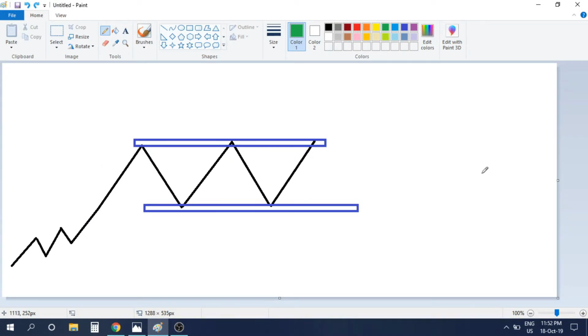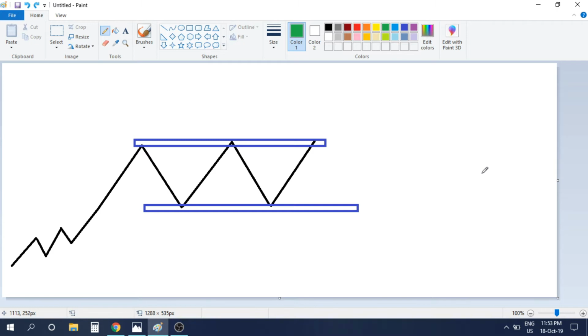Hi, today I'm going to explain one of the market structures and how to trade when such a structure appears on our price charts. This particular market structure appears specifically after a long move in price in a particular stock or traded instrument.